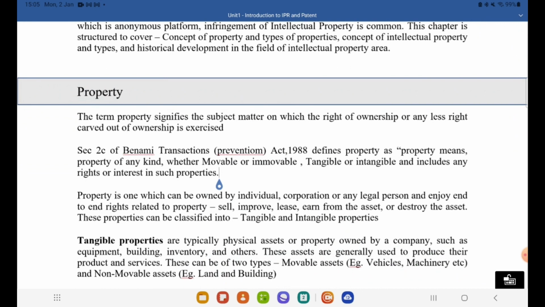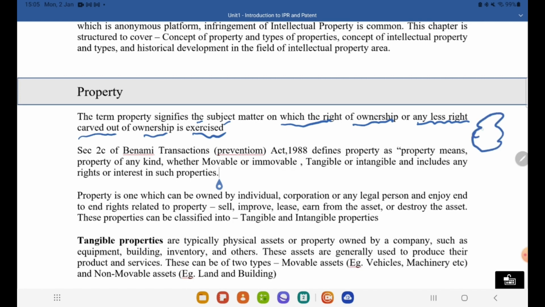For any property, for example, if you have a house or if you buy a mobile, you will get certain rights on that property. For example, if you have a house, you can stay in that house, or you can sell that house, you can improve that house. So many rights you are going to get. So in that background, the term property signifies the subject matter on which the right of ownership or any lesser right carved out of the ownership is exercised. So it is a subject matter.